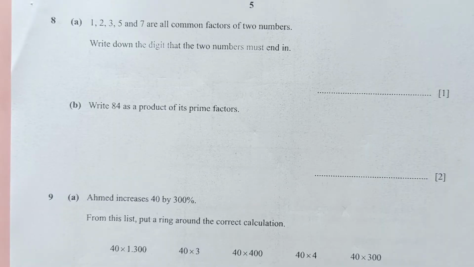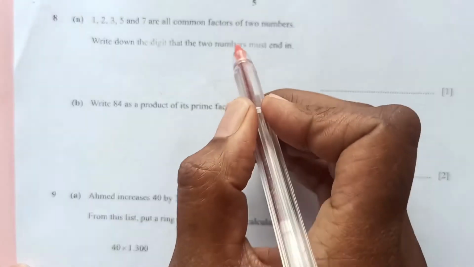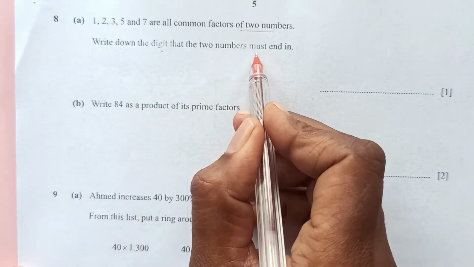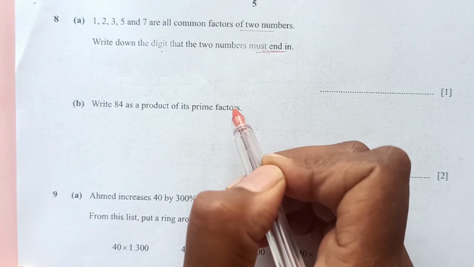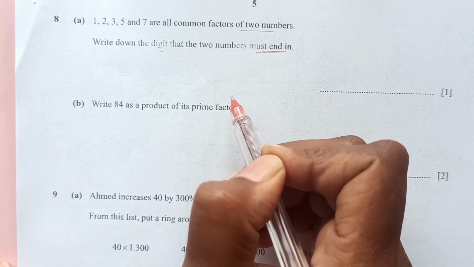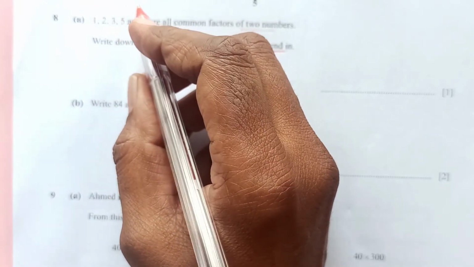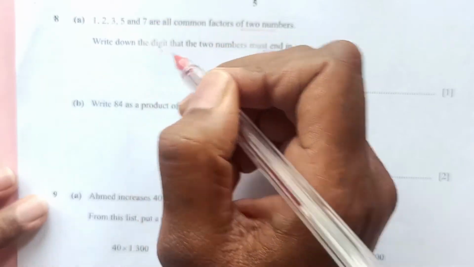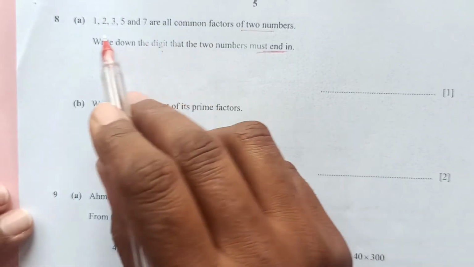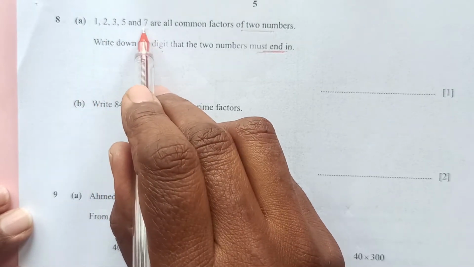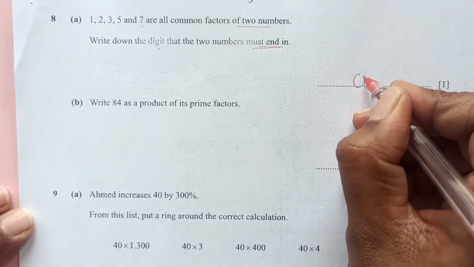Question number 8. 1, 2, 3, 5 and 7 all are common factors of two numbers. Write down the digit that the two numbers must end in. So it's actually very tricky. So the only number that we can get here is 0 in the end. That can be the factor of all these, because 7 is different from all these, so it has different properties, so that number must end with the 0.